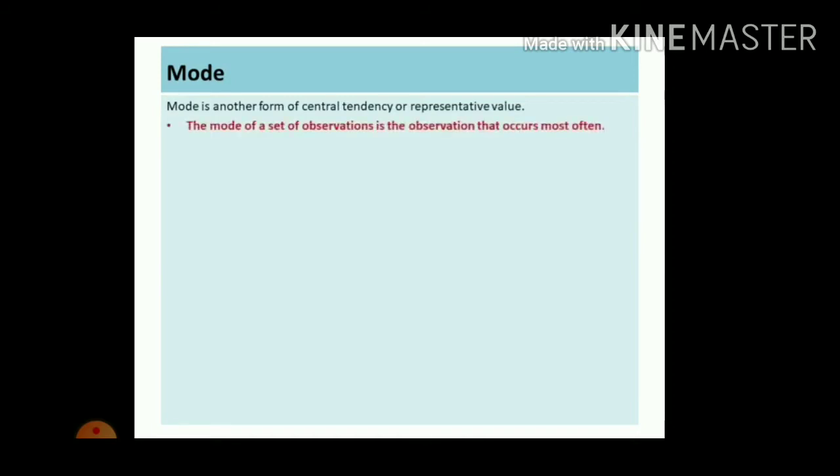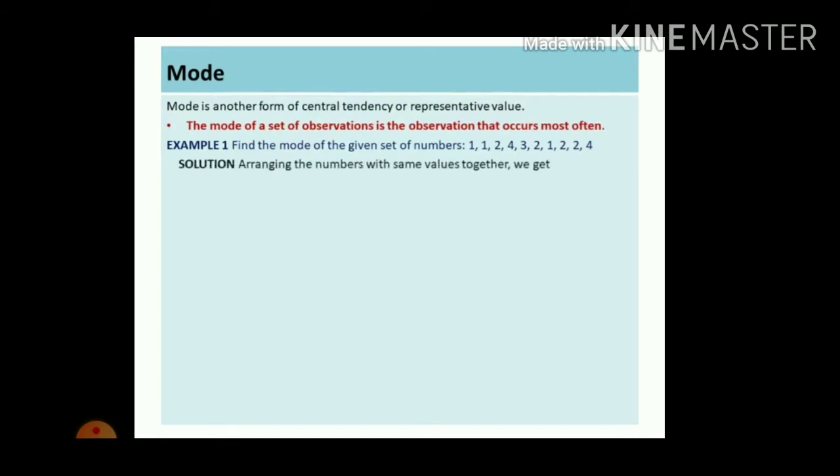This is mode. The mode of a set of observations is the observation that occurs most often. So if we have a set of data, the specific data which repeats the maximum number of times is called the mode of the data. For example, we have this specific set of data: 1, 1, 2, 4, 3, 2, 1, 2, 2, 4. Here we have to find the mode of this data.